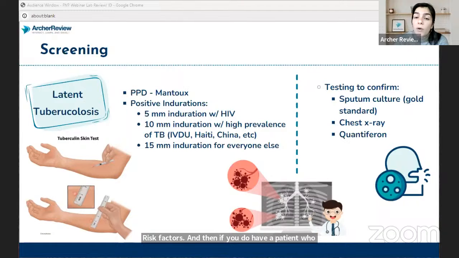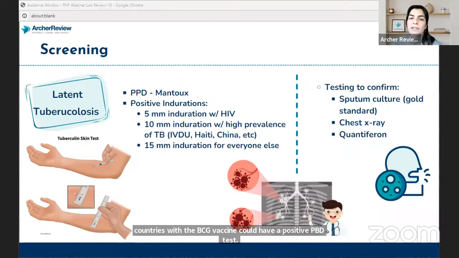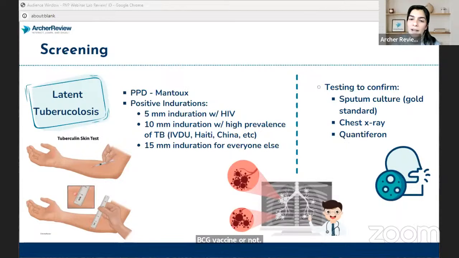And if you do have a patient who can't come back for a PPD, you can always order the QuantiFERON Gold test. That's another test to help us diagnose TB, and it's a little bit more sensitive. But just remember that patients who are born in countries with a BCG vaccine could have a positive PPD test. The BCG vaccine does exist in the US, so always take a thorough history about whether the patient has had a BCG vaccine or not. That'll help you if you get a positive QuantiFERON test. But whether the PPD or the QuantiFERON comes back positive, you're going to follow up with a chest X-ray to confirm whether TB is present.